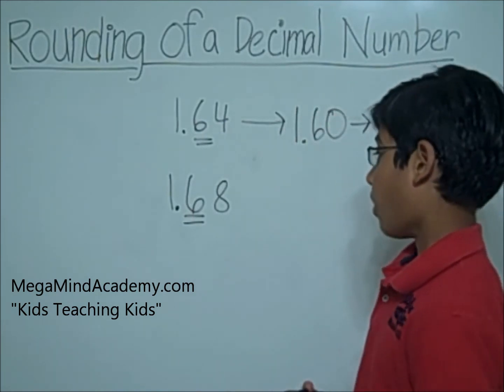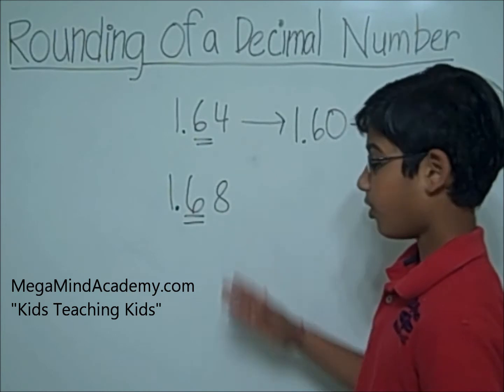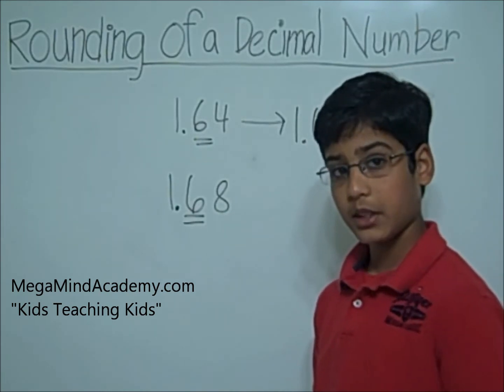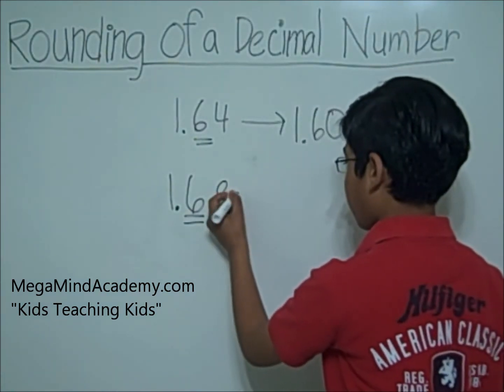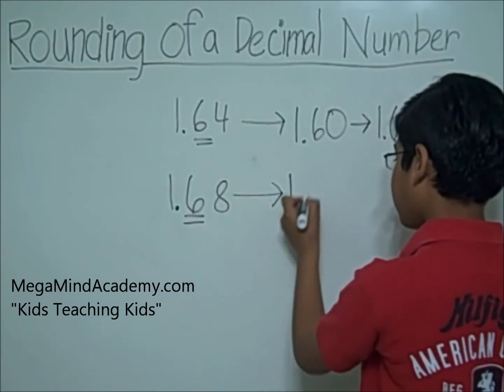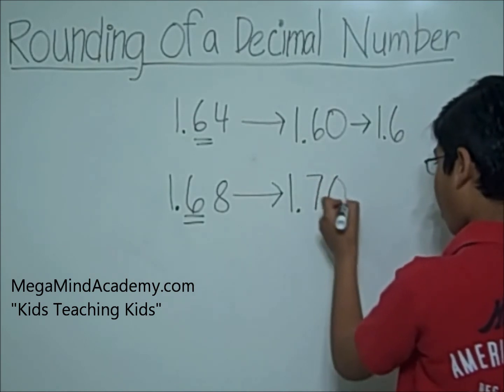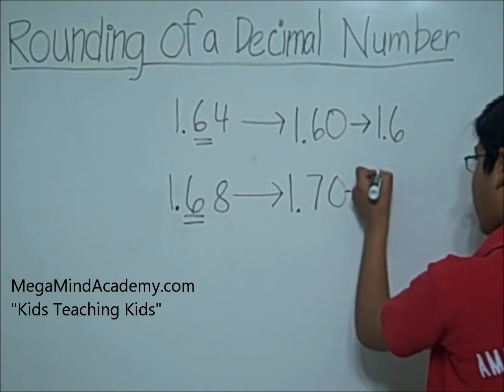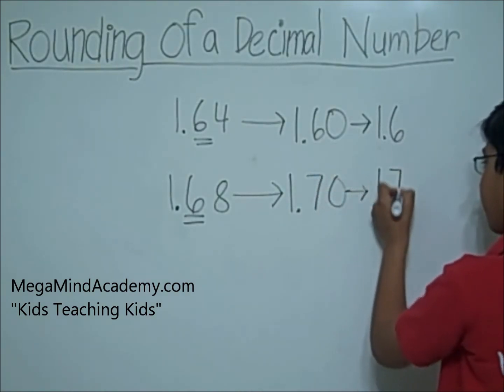So 1.68 rounded to the nearest tenth becomes 1.70, or 1.7.